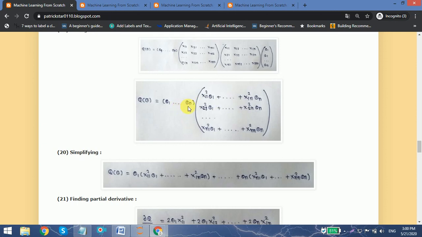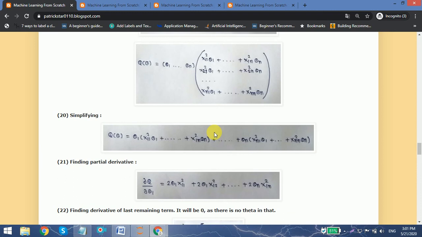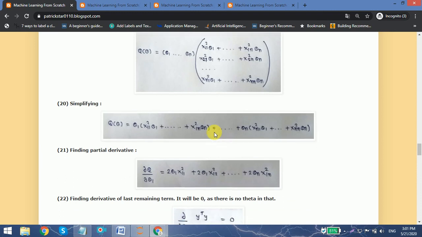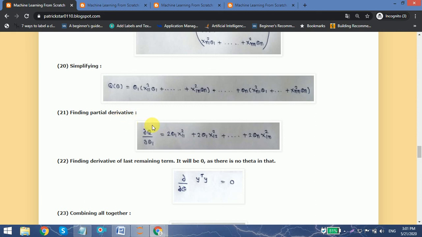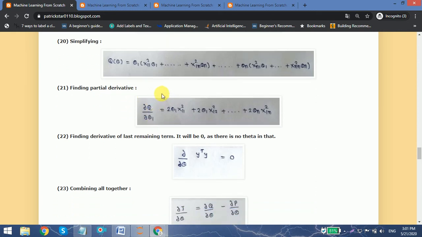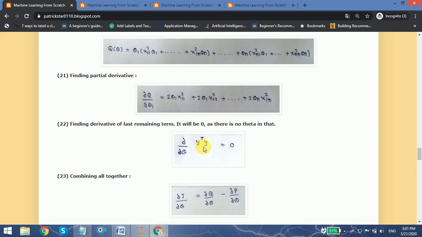So this will give us theta 1 into this row plus theta 2 into this row, and theta n into the last row. If you know matrix multiplication, then it will be very easy to understand. Now finding the partial derivative is the same as we did in our p function. Here we have a square, so we will be left with 2 in the coefficient value. So it will give us 2 theta 1 into x11 square plus 2 theta 1 into x12 square. Moving forward to the next point, that is d upon d theta of y transpose into y equals 0.